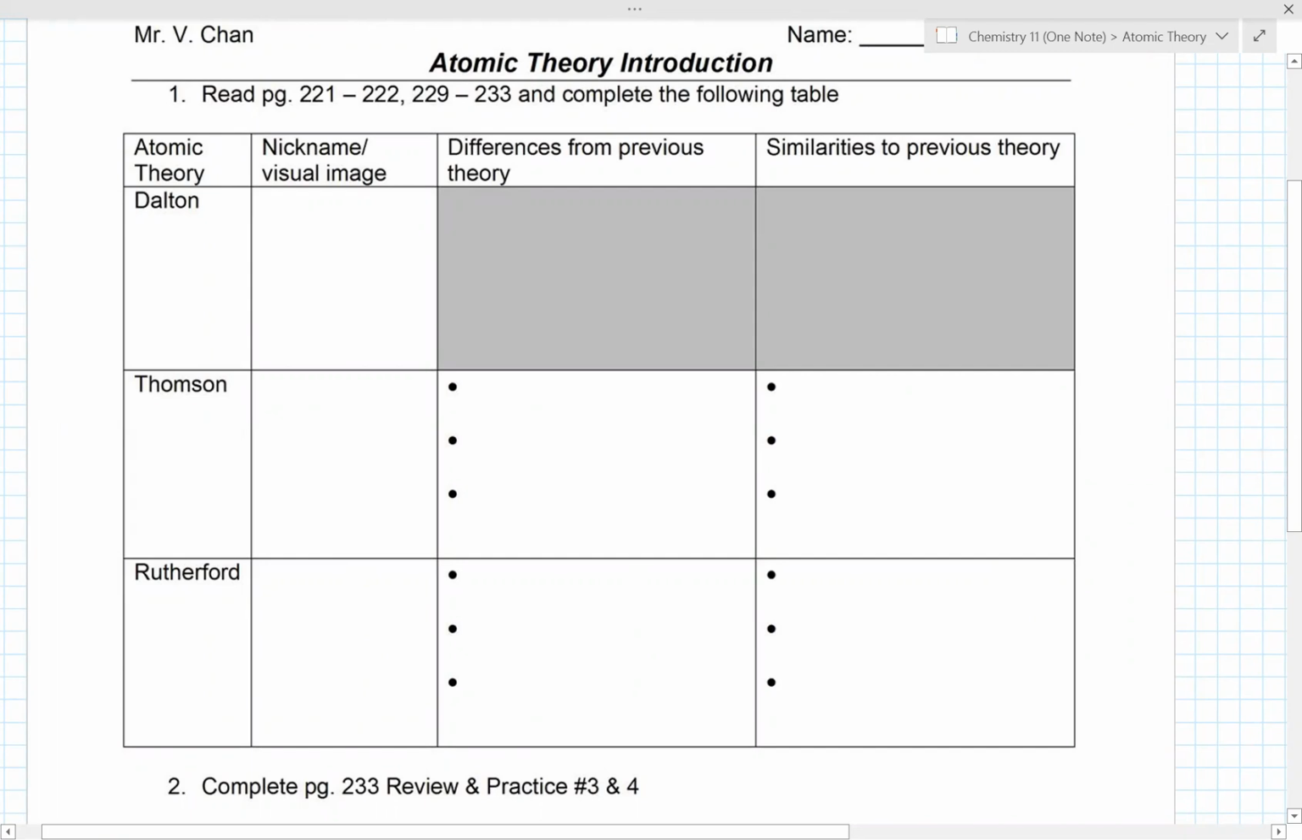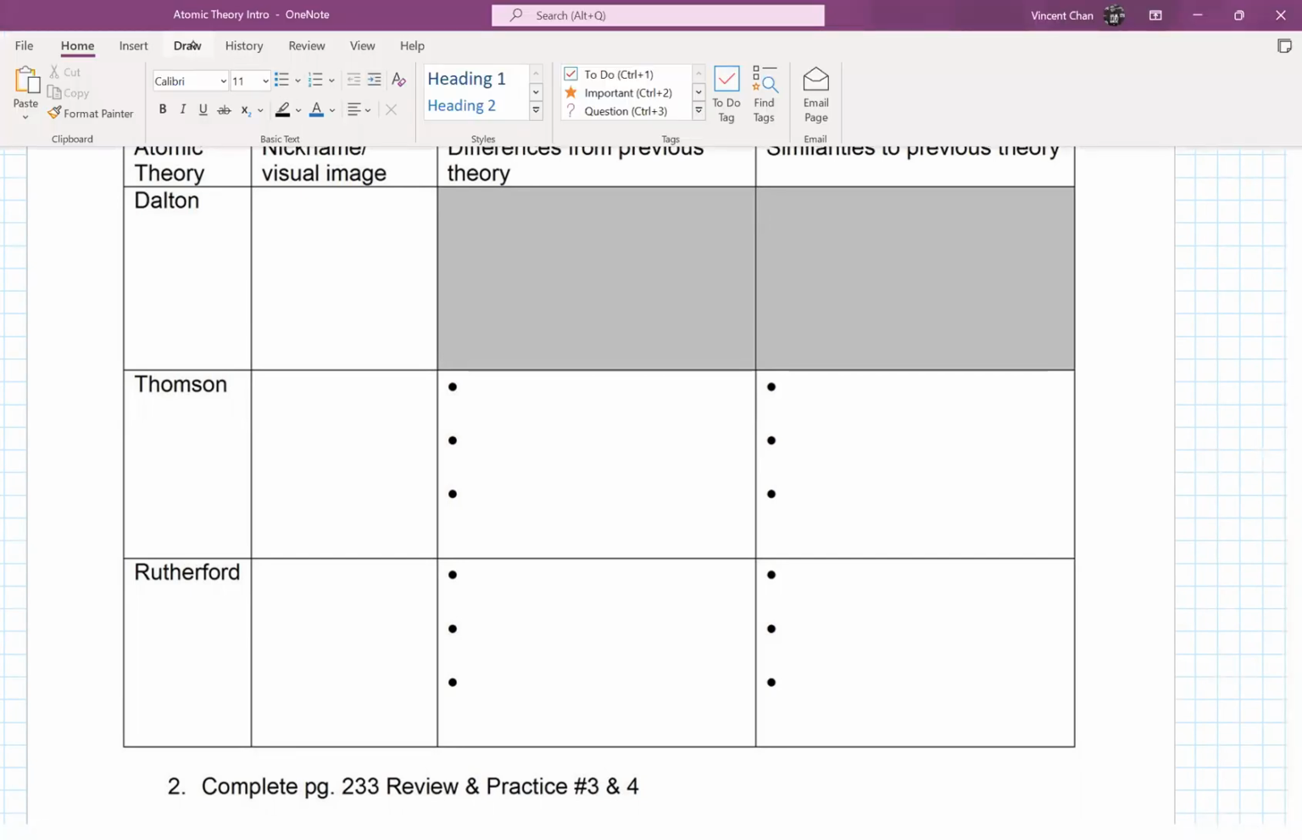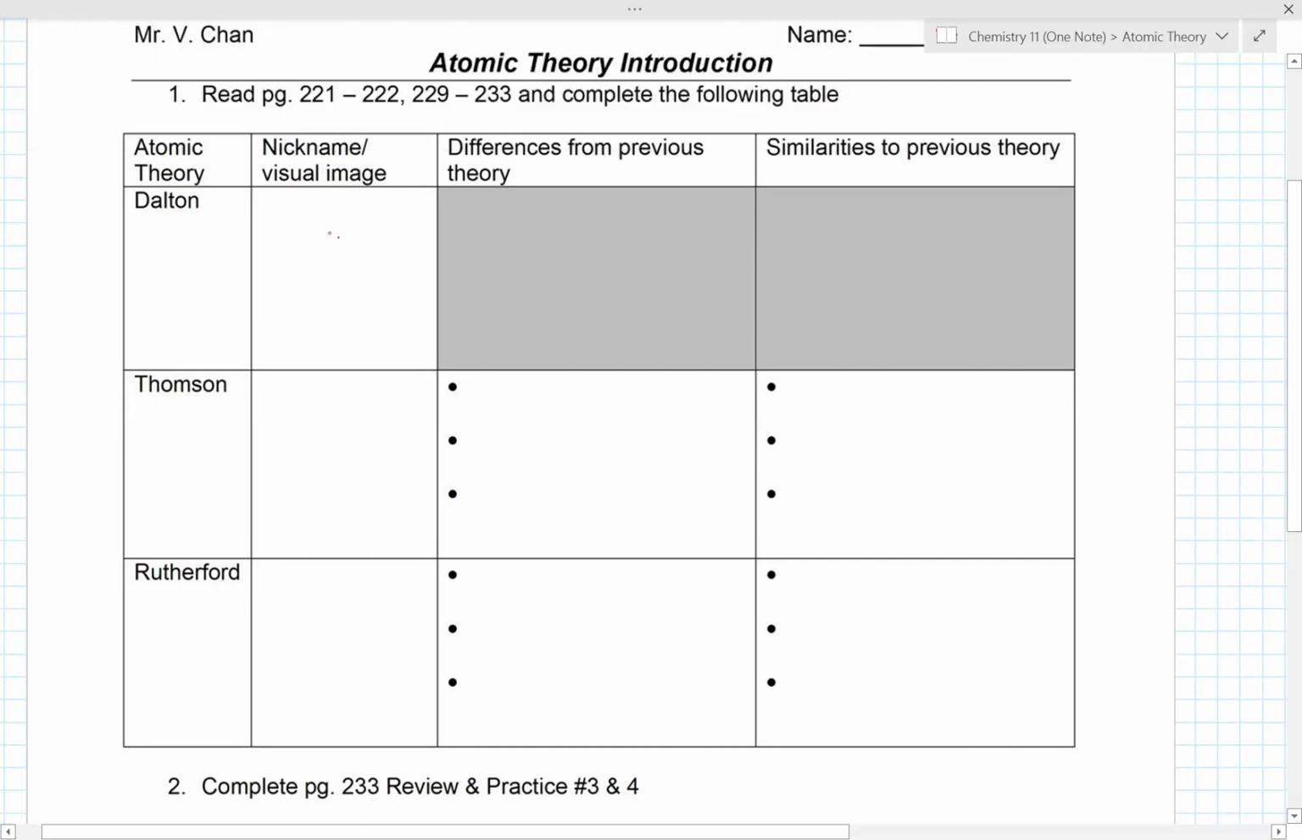Now, what you have is Dalton, Thomson, and Rutherford. You should have been familiar with this back in grade 10, but what I wanted you to do was just a quick review. So when you read those sections, what is Dalton's idea of the atom? Let's say if I were to draw just a sample of this as an example, let's just say his idea of the atom was a happy face.